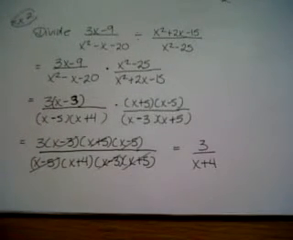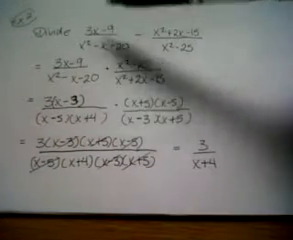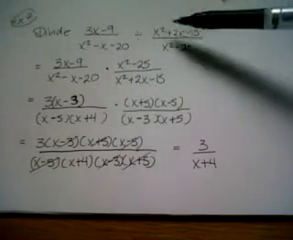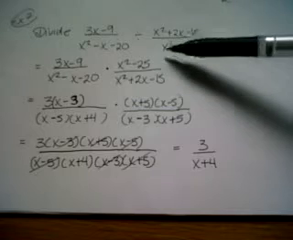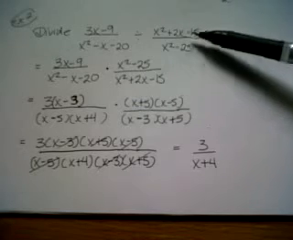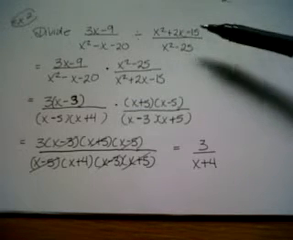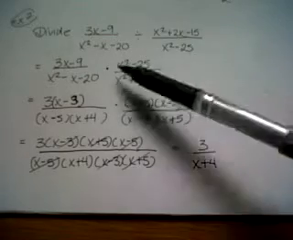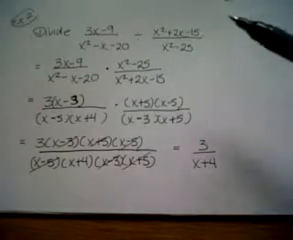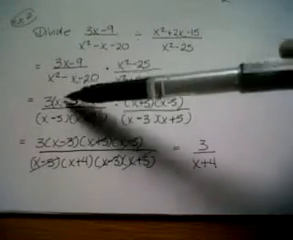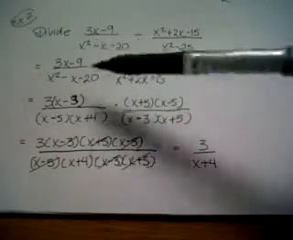This one says divide. So I have 3x minus 9 over x squared minus x minus 20, over x squared plus 2x minus 15, divided by x squared minus 25. Those are two rational expressions. I take the reciprocal of the second one. When I take the reciprocal, that means flip. So I flip the second rational expression and turn it into a multiplication problem. And then I factor. I notice I can factor out a 3 from here. I factor out a 3 and I'm left with x minus 3.